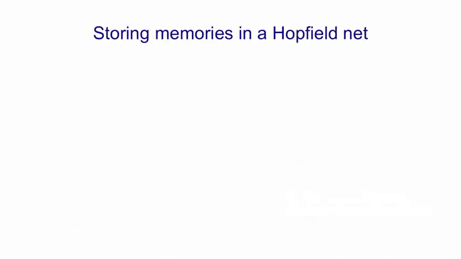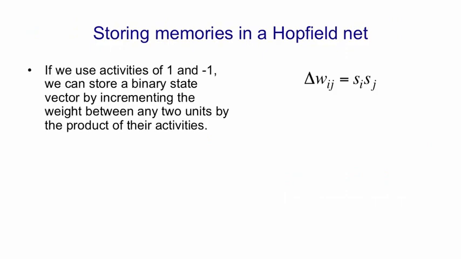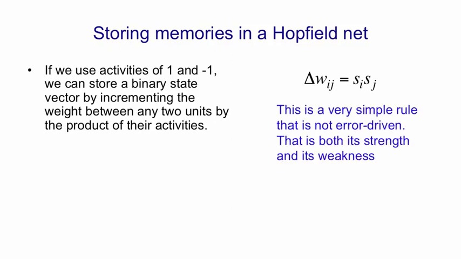The storage rule for memories in a Hopfield net is very simple. The idea is, if we use activities of 1 and -1, that we can store a binary state vector by just incrementing the weights between any two units by the product of their activities. So it's a very simple rule shown on the right. One nice thing about this rule is that you just go through the data once and you're done. So it really is a genuine online rule. That's because it's not error-driven. You're not comparing what you would have predicted with what the right answer is, and then making small adjustments.